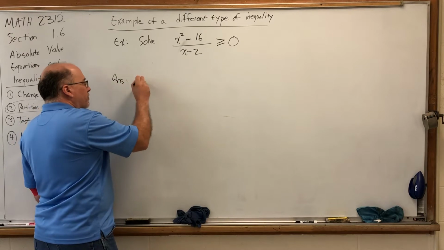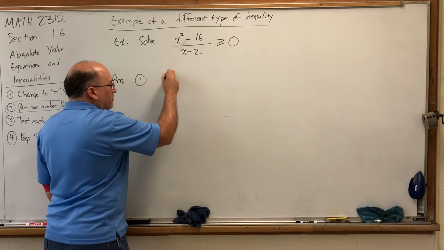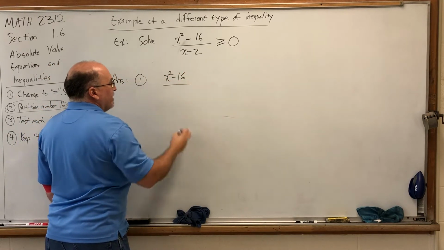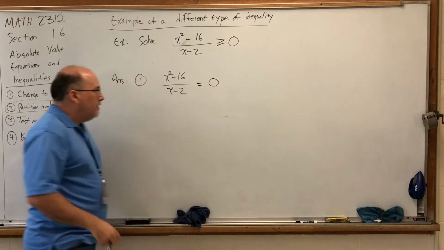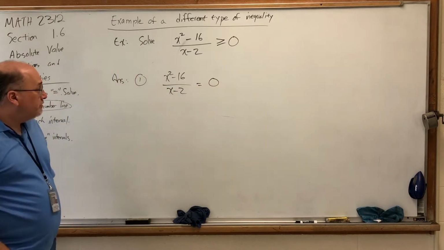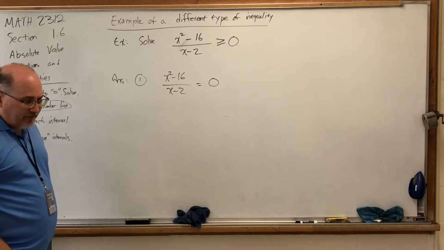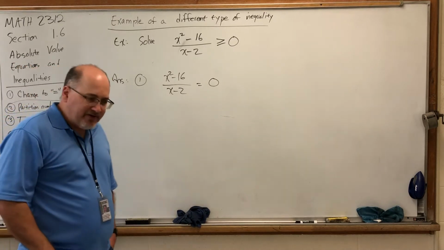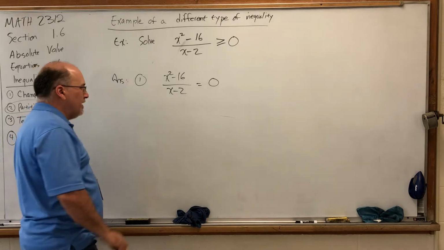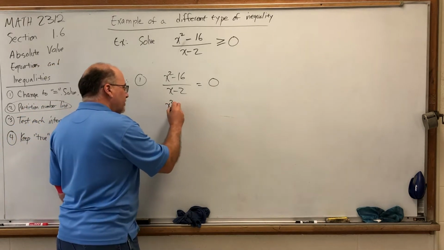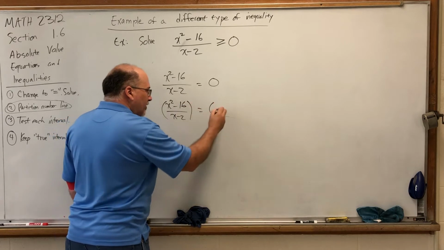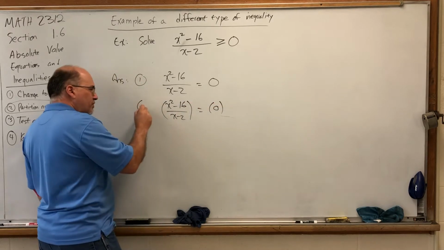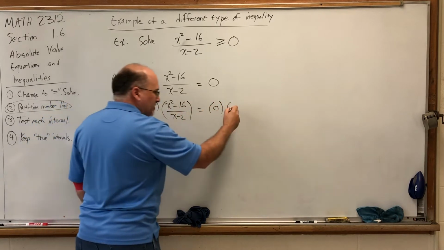So we're going to start by making this say equals and solving x squared minus 16 over x minus 2 is equal to 0. If we were to solve this, well, it's an equation and it has a fraction, so we should probably multiply both sides by the denominator. You have to be a little careful though when you multiply both sides of an equation by a variable expression like x minus 2.